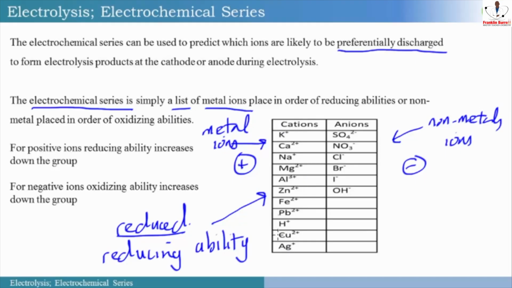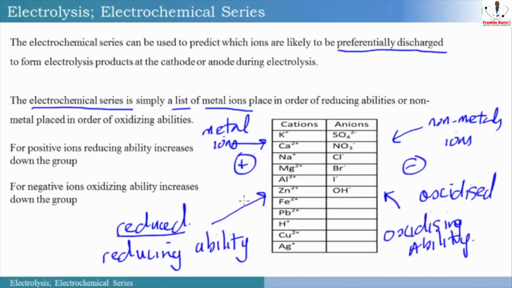On this side, which is your anions, they will be oxidized because they are losing electrons, and therefore we will be discussing oxidizing ability. So in terms of cations, we must discuss reducing ability. In terms of anions, we must discuss oxidizing ability. Let's write some half equations for our metal cations and non-metal anions.